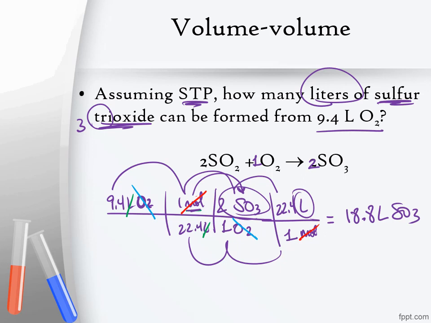Quick sig fig check. I have 2. I have 1, 2, 3. I'm going to use that 8 and round up to a 9. Final answer with sig figs, 19 liters of SO3.